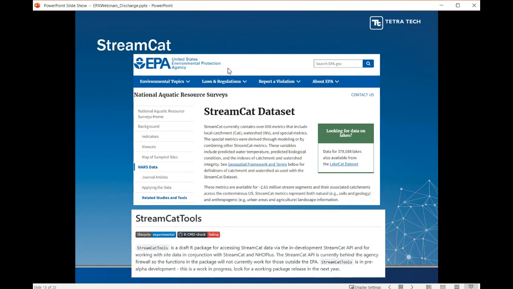The StreamCat data sets, just highlighting this one. So these are several hundred metrics that include information for local catchments as well as watersheds for streams nationwide. There's over 2 million stream segments that are available through StreamCat. I will mention there is a StreamCat Tools R package, but it's still in fairly draft form, so just be aware of that. That might be something to stay tuned on. Some of the functions may work well for you right now, and some of them are still under development. So just wanted to highlight that. This is one of the tools that is up and coming.